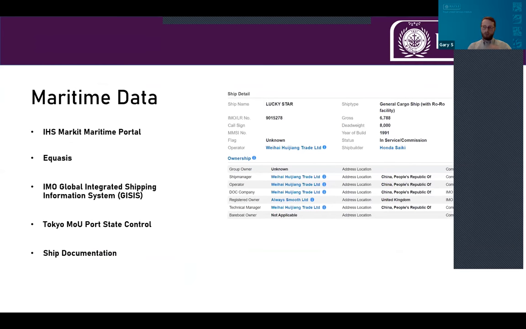So first of all, looking at maritime data, because we need to know who owns these ships. There's a number of resources that are available, open source. One of our preferred ones is a paid subscription portal called the IHS Market Maritime Portal, which provides a wealth of information. What we're looking for, as well as the general ship data, is who the owners, operators, and ship managers were behind the ship at the time when it was conducting the alleged illicit activity.